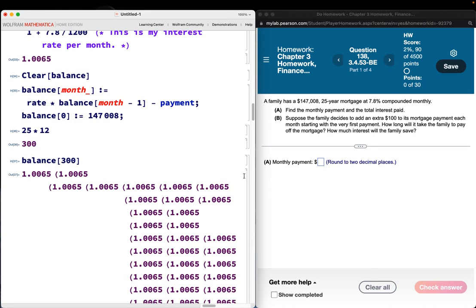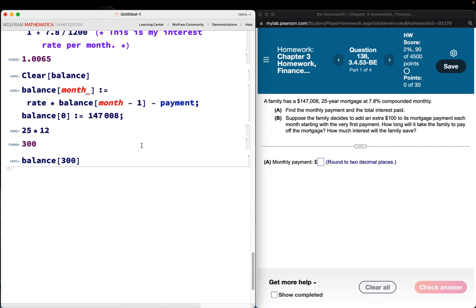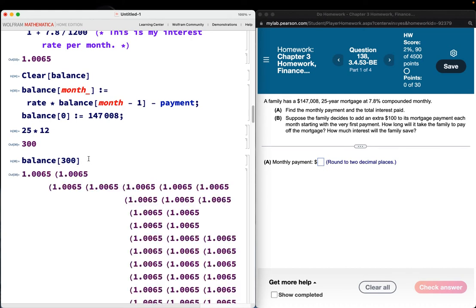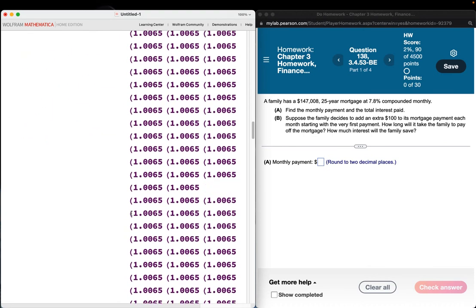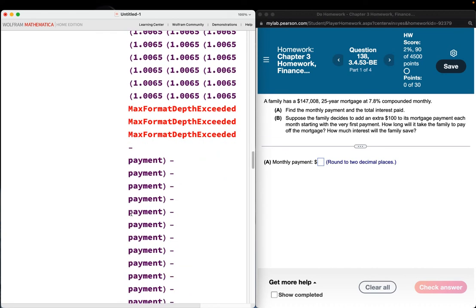Let me try, what happened over there? Why am I getting a sound like that? Balance of 300 months. Oh, that's interesting. My computer's talking to me. Okay, great. Getting clicking noises.